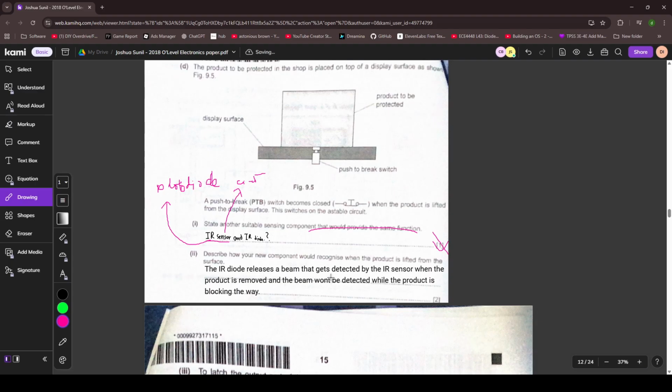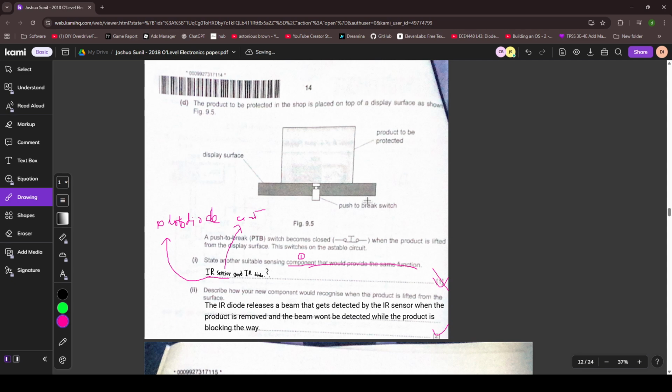The IR diode releases a beam that gets detected by the IR sensor when the product is removed and the beam won't be detected while the product is blocking the way. So what? Oh wait, actually no, yeah. Okay, I'll give you the mark for this. But this is definitely wrong because they're asking for a singular component. The thing is, I'm not too sure what it could be though. What other components are there? LDR, light dependent resistor. When the display, okay, no, that doesn't make sense either.